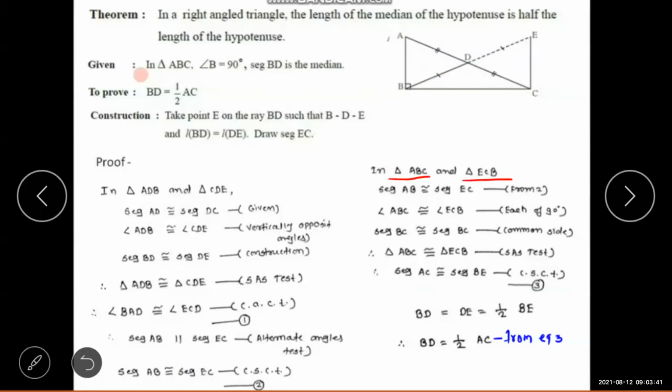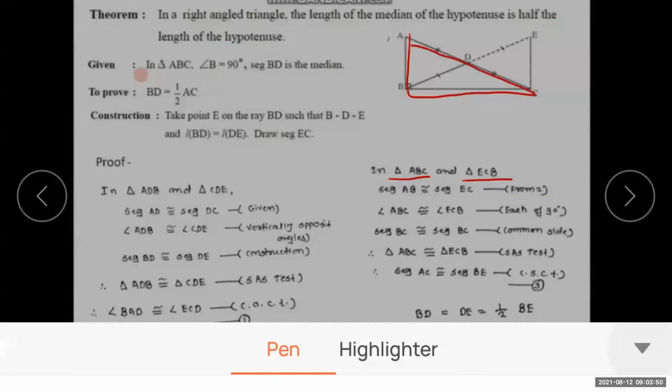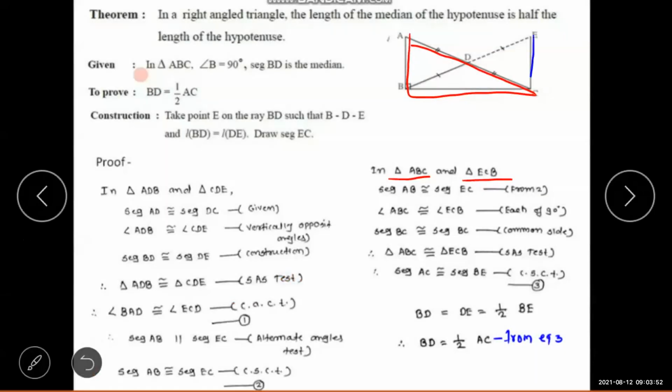Now let's take another pair of triangles, that is triangle ABC and triangle ECB. In these two triangles, we now have to show them congruent to each other. How can we show it? Now segment AB is congruent to segment EC. This segment AB is congruent with EC.